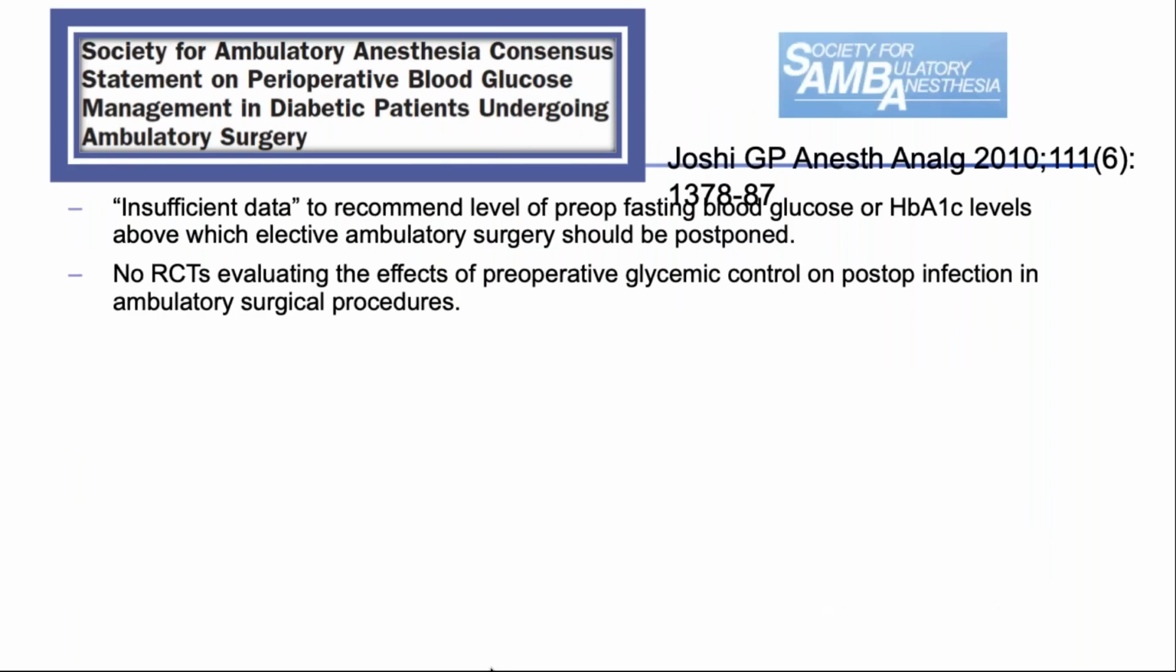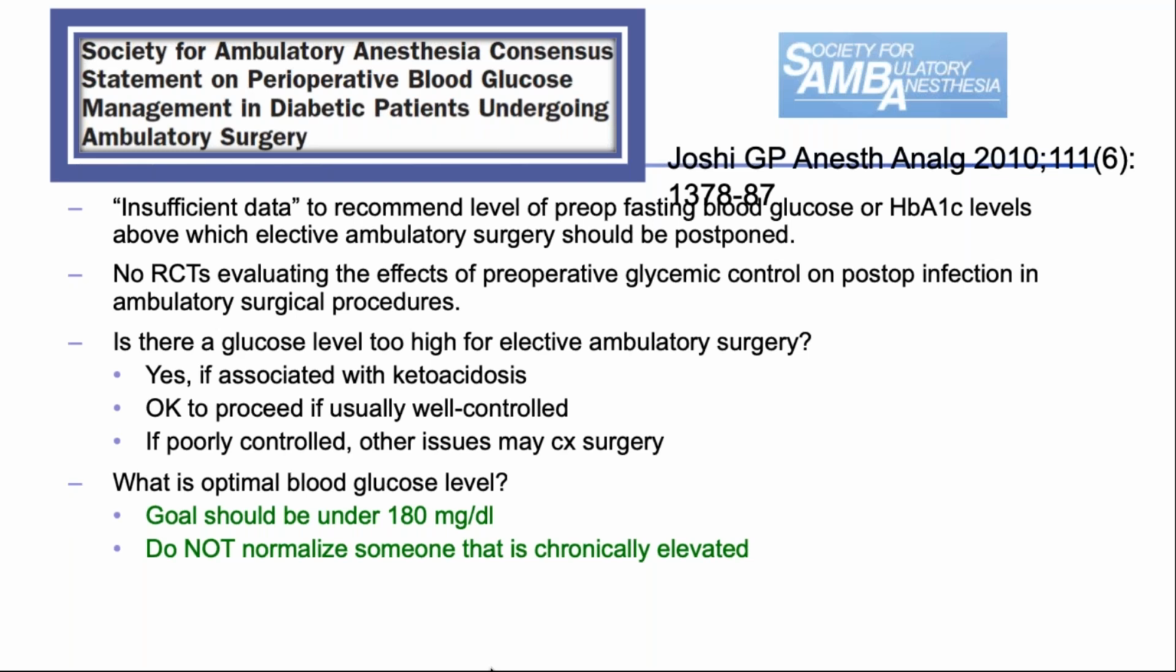Finally, there's another guideline, on diabetes. Just like obesity, diabetes is an epidemic in the United States, and often patients may be denied surgery in the ambulatory office-based setting if they have significant diabetes, type 1 or type 2 diabetes. And this guideline, which is currently being updated, looked at the appropriateness of operating on diabetic patients in the ambulatory setting. The guideline basically said that they do not recommend normalizing someone who's chronically elevated, but they did state a goal of optimal sugar level being under 180.